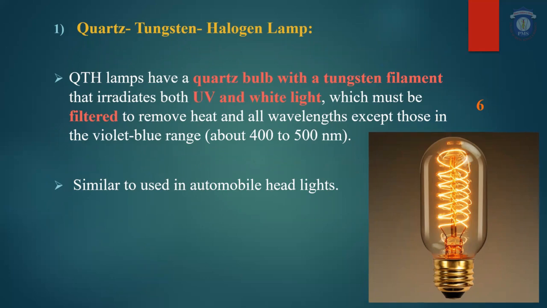Quartz tungsten halogen lamp, or commonly named QTH lamp, from the name itself, we know the components. They have a quartz bulb with a tungsten filament that will irradiate both UV and white light, and therefore it requires a filter because we don't need white light for curing composite. So a filter is also present which will remove the heat and all wavelengths except those in the violet blue range, which is the wavelength we require for curing composite resins.